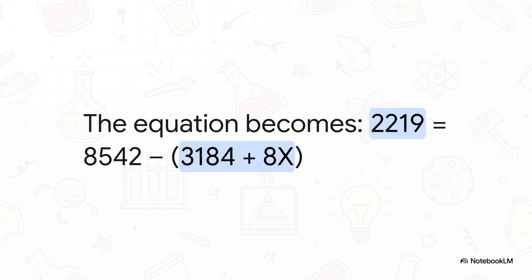Okay, now it's time to put all our pieces together. We use that equation we talked about earlier. The overall energy released, which the question told us was 2219, is equal to the energy out from bonds made, 8542, minus the energy in from bonds broken, which was that whole 3184 plus 8x chunk. Just writing that line out correctly gets you the third mark.